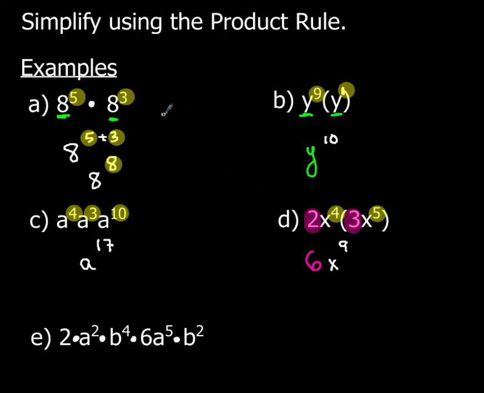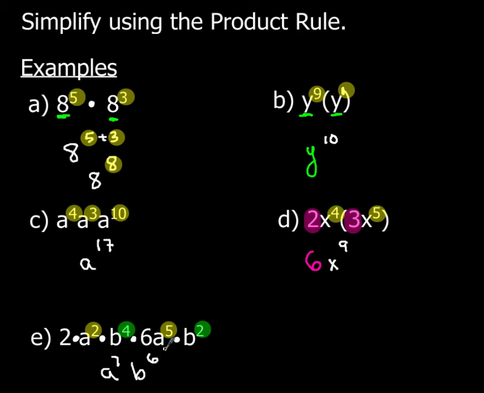Now, lastly, we've got this other nice long problem right here. We have 2 times a squared times b to the 4th times 6 a to the 5th times b squared. On this one, again, you're going to take a look first at your exponents. I've got an a squared, and I've got an a to the 5th power. So I know I'm going to have a to the 2 plus 5. 2 plus 5 gives me 7. So I'm going to have a to the 7th power. And then the b terms, I'm going to have b to the 4th power and b to the 2nd power. So when I add them together, I get b to the what? 4 plus 2 is 6.